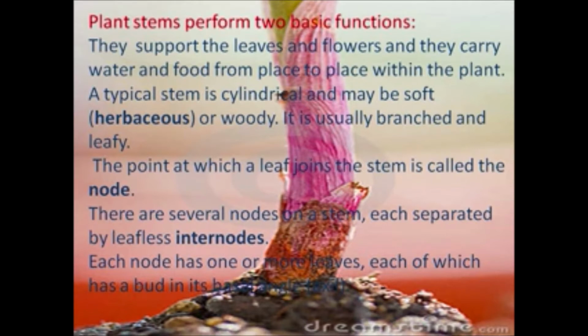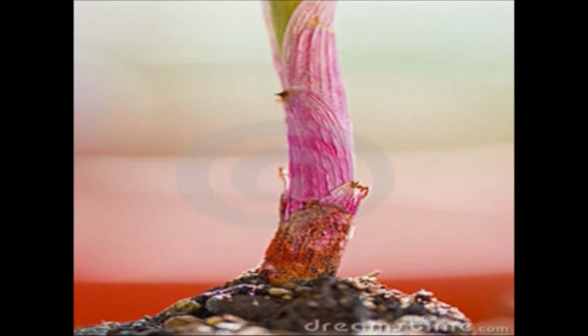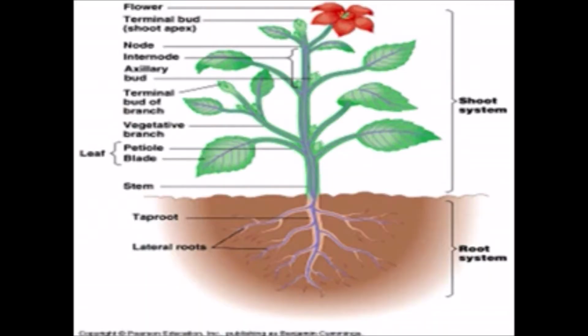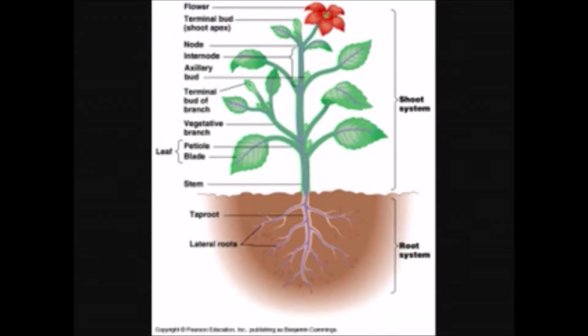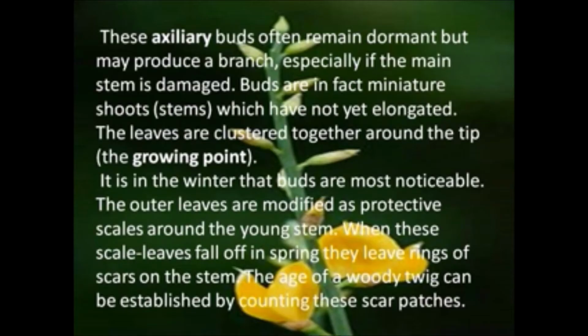The point at which a leaf joins the stem is called the node. There are several nodes on a stem, each separated by leafless internodes. Each node has one or more leaves, each of which has a bud in its basal angle, that is, the axil. The shoot system and the root system provide you different parts with different functions. These axillary buds often remain dormant but may produce a branch, especially if the main stem is damaged.